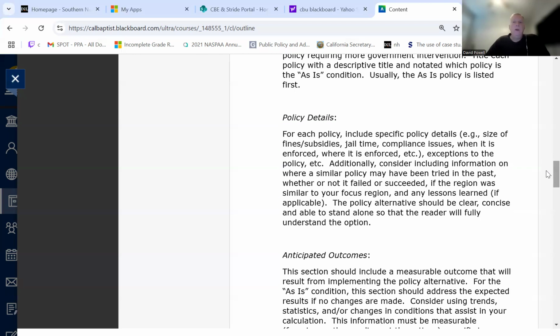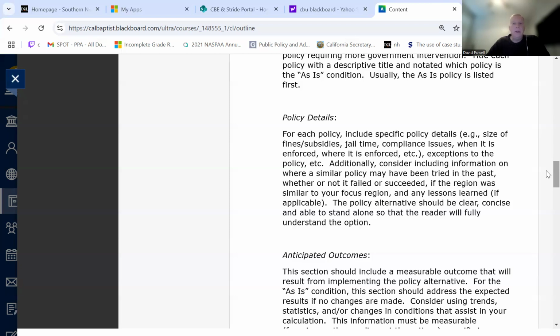For each policy, you want to include specific policy details, such as the size of any subsidies or fines, penalties, or incentives that are used to enforce the policy, what types of exceptions might be allowed for those policies. Consider including information on when a similar policy has been tried in the past, whether or not it has failed or succeeded. If the region that was used in was similar to your focus region, what types of lessons were learned from the implementation of that policy previously in that other area or in that other setting.